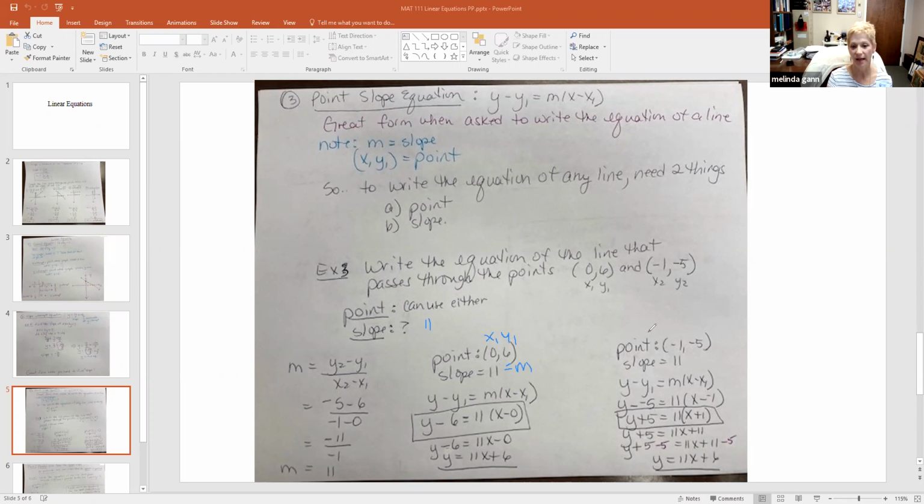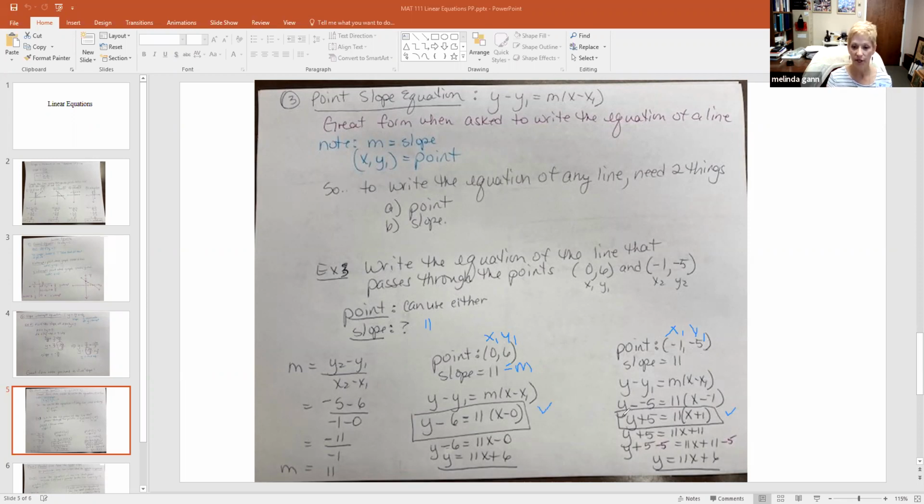Now, look what would happen over here. What if your friend had chosen this other point instead? Well, this is your point you're going to use, so you're going to label that one x1, y1 for this formula. So y minus the y part of your point is a -5. Your slope is 11, and it's x minus, that's not your negative, that's your minus, and your x coordinate is a -1. Now, what's the same thing as minus a negative? Isn't that the same thing as plus a positive? You could stop, so I would take this answer or I would take this answer.